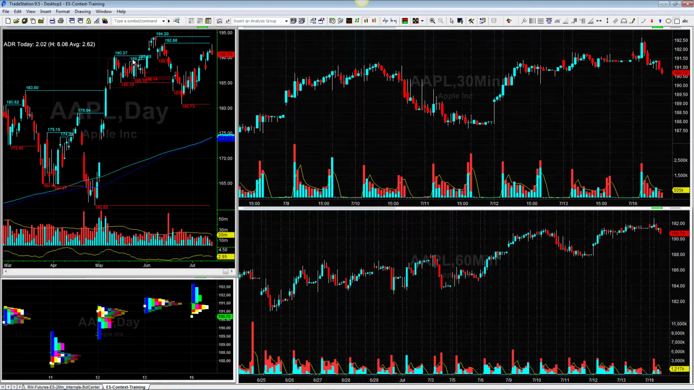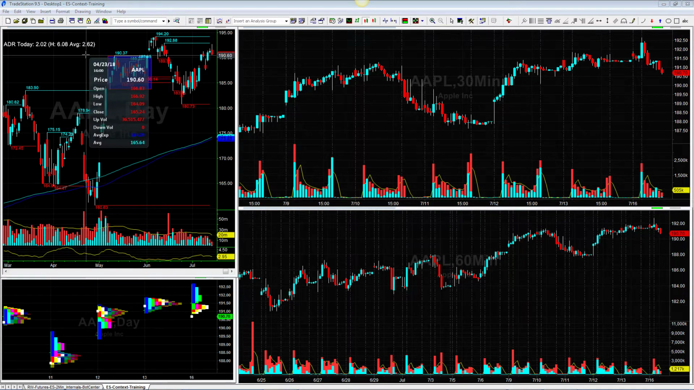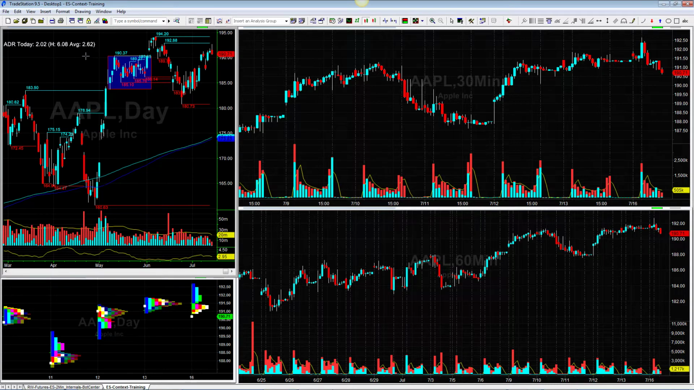You get the bottom. Oops, a little off there. Get the bottom. Go to the top. Let me just scotch. There we go. And really what we're looking to do is this: this balance area is going to act as support and resistance. So the edges of the balance area will act as support and resistance.